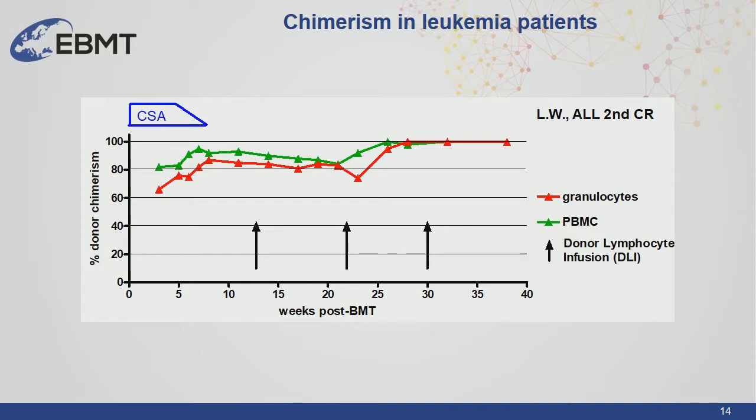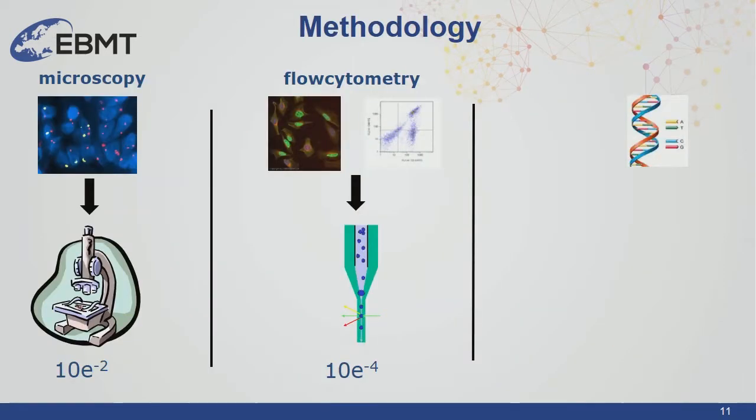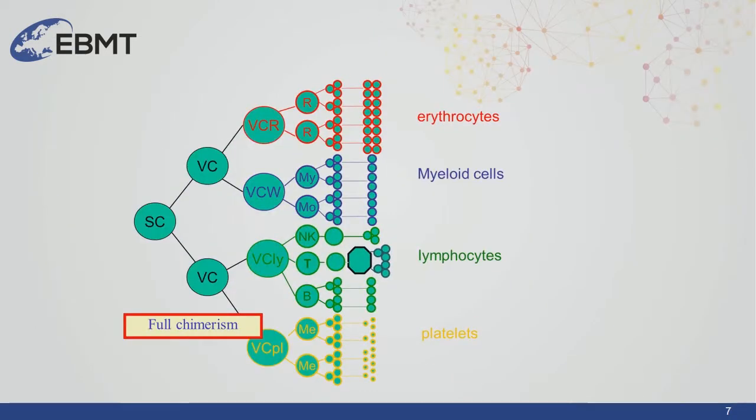And here you see the timelines. About 3-4 weeks post-transplant is usually the first moment when I think most physicians will try to check chimerism. And in this case, we analyzed chimerism in two fractions, in the granulocyte fraction and in the so-called peripheral blood mononuclear fraction. And then for your help, I go back to one of the previous slides.